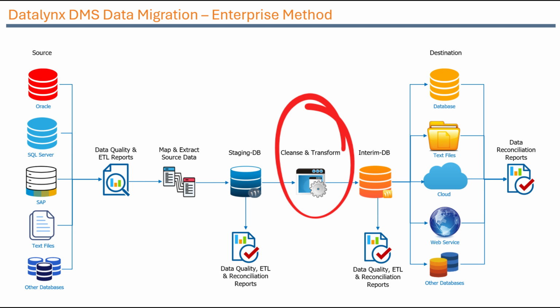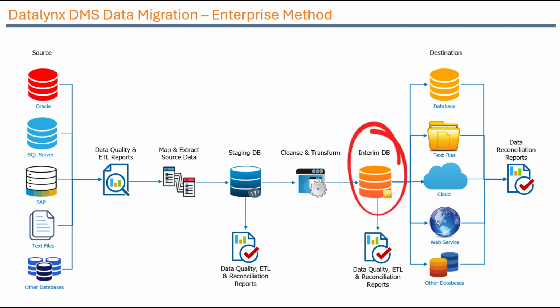Data Xchange ensures comprehensive cleansing and transformation of the data in line with established business rules or requirements and logic, guaranteeing a high-quality result through its built-in functionalities. Then the data is transferred to the interim database. This database is identical to the staging database in terms of table structure, but the data is cleansed and transformed as per business requirements. The final step involves migrating the data to the destination, which could be any database, files, or any cloud platforms customized to fit the specific requirements of the migration project.